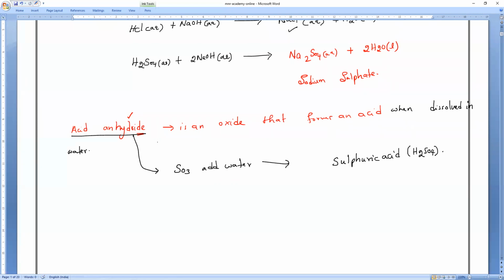So remember, an anhydride is an oxide that forms an acid only when it dissolves in what? It will dissolve in water. So that is what you have to remember. Is it okay, everybody?